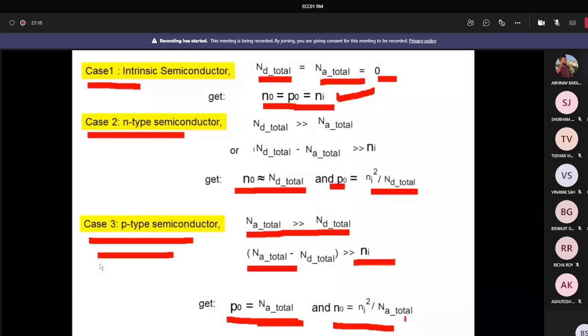Sir, what do n0 and p0 denote in case of extrinsic semiconductors? Whatever n0 and p0 we are talking about, n0 is the electron concentration and p0 is the hole concentration. In p-type, p0 is the hole concentration and n0 is the electron concentration; similarly, n0 is the electron concentration in n-type. So n0 is electron concentration and p0 is the hole concentration.